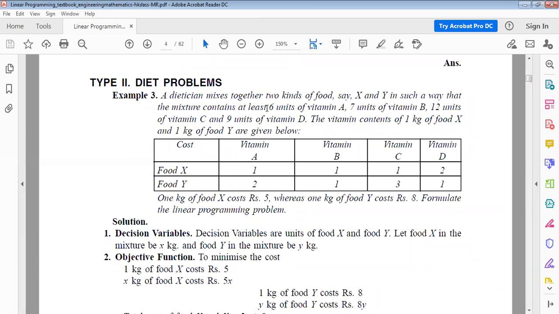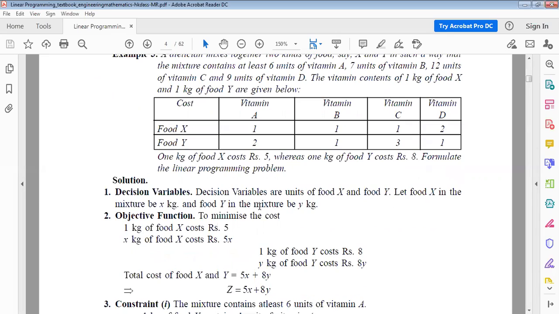A dietitian mixes together two kinds of food, say X and Y, in such a way that the mixture contains at least 6 units of vitamin A, 7 units of vitamin B, 12 units of vitamin C, and 9 units of vitamin D. There are 4 types of vitamin actually. The vitamin contents of 1 kg of food X and 1 kg of food Y are given. 1 kg of food X costs taka how many? 5, and 1 kg of food Y costs taka 8. Costs are given. Formulate the linear programming problem.